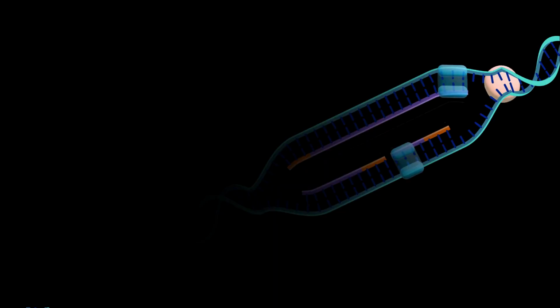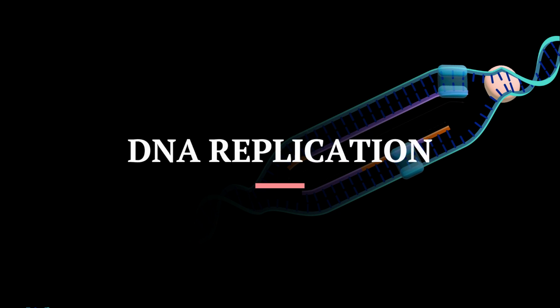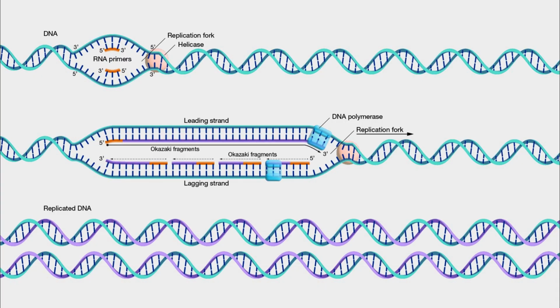The second most commonly used term is DNA replication. DNA replication is the process by which the genome's DNA is copied in cells. Before a cell divides, it must first copy or replicate its entire genome so that each resulting daughter cell ends up with its own complete genome.